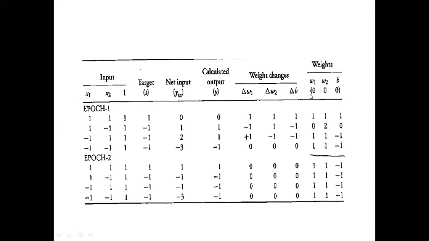So initially we know w1 is equal to 0, w2 is equal to 0, and b is equal to 0. And what will be the next w1, w2, and b values? The next value of w1, w2, and b is equal to 1, 1, 1. Actually, this calculation we have shown in the previous slides.